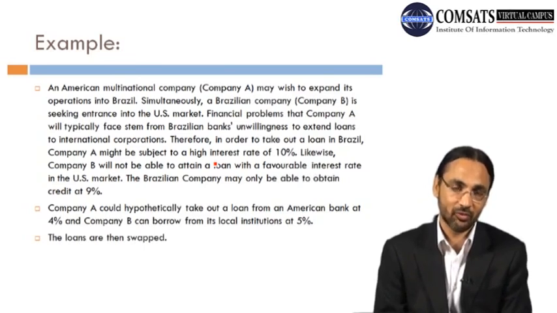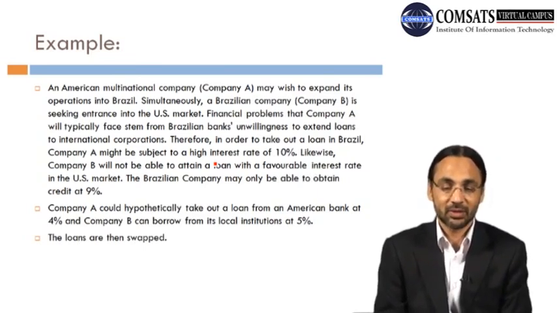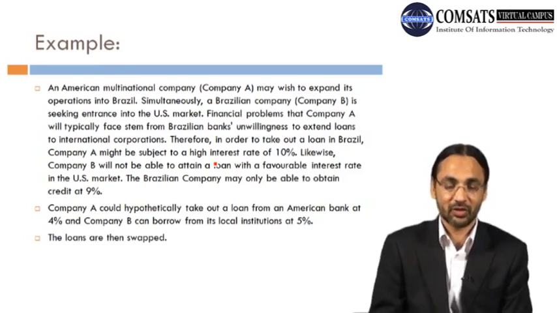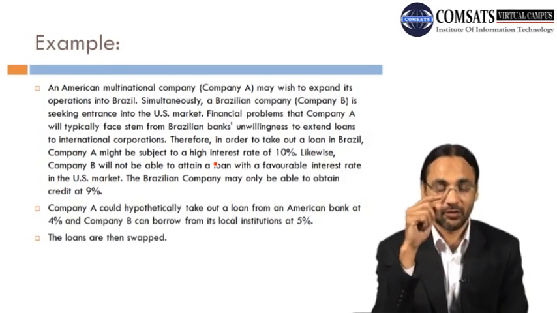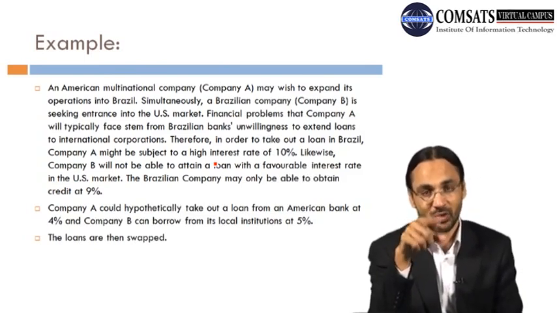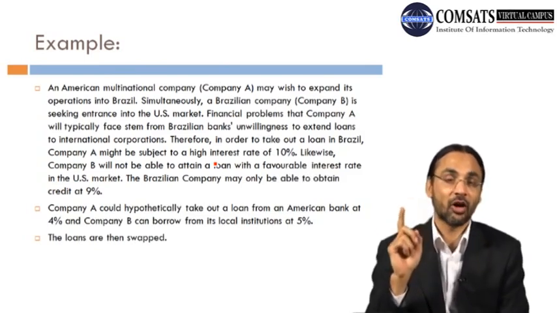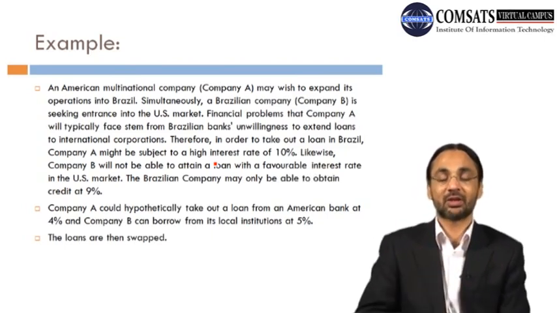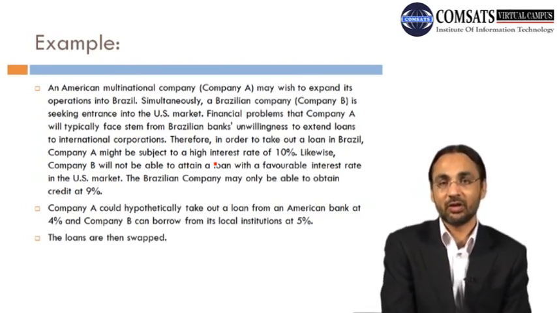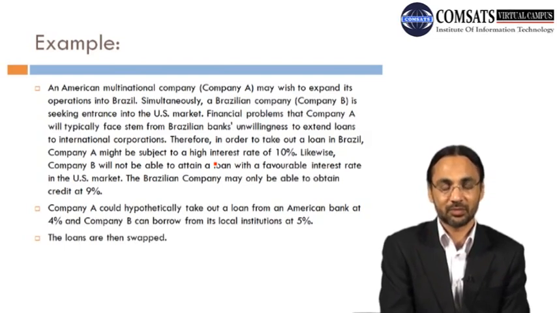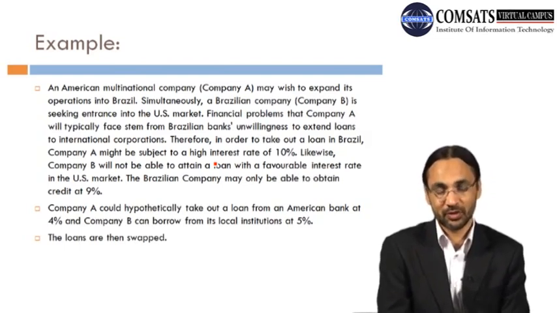Now we are talking about the same example that we discussed with the US and French firm. In order to take a loan in Brazil, Company A can be subject to a high interest rate of 10%. If the US company is going to get the loan from Brazil, it will get it at a 10% rate. If the Brazilian company is going to get the loan from the USA, it will pay 9%. Okay, this is one possibility.